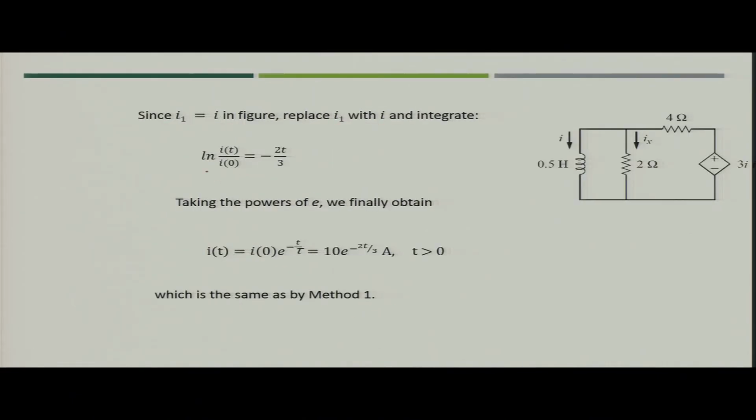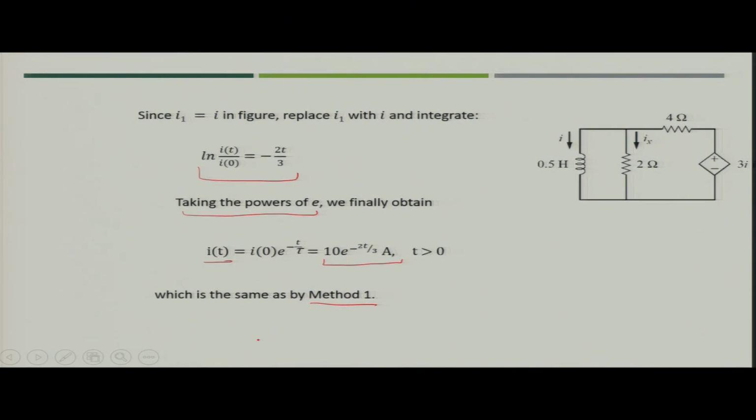or you can take the integration at both sides. You will get ln of I(t) by I naught is equal to minus 2 by 3 t. I naught is nothing but 10, we know. So, if you take the power of e at both sides, I(t) will become 10 into e to the power minus 2 t by 3. So, this equation is again the same as we saw in the case of method 1.